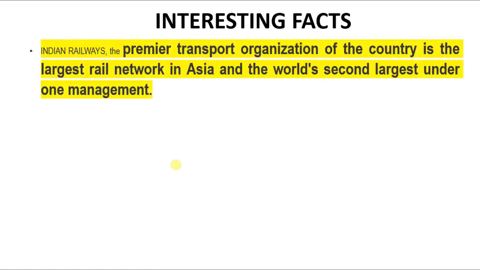First is that the Indian Railway is the premier transport organization of the country. It is the largest rail network in Asia. In Asia, it is the largest. And as far as the world's data is concerned, it stands second largest under one management. So this is one of the most proud things we should feel about the Indian Railway.